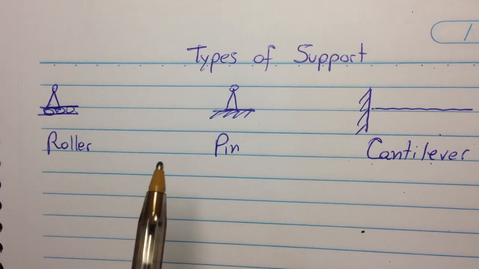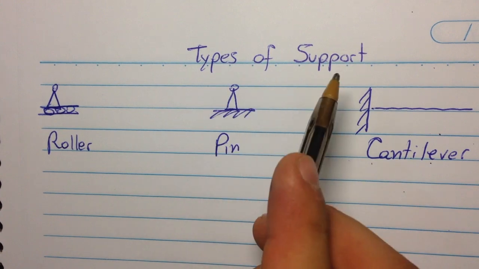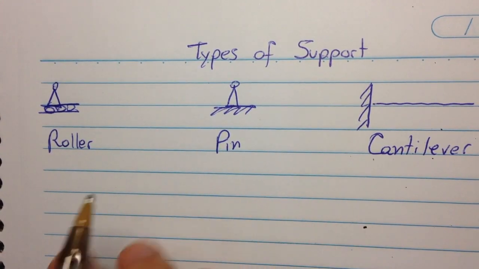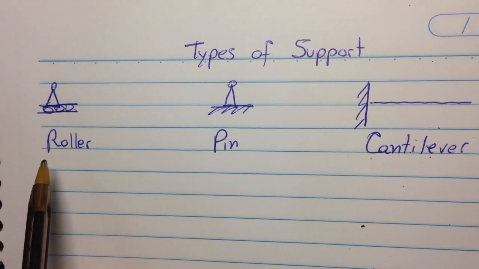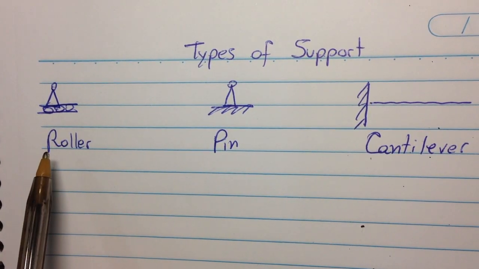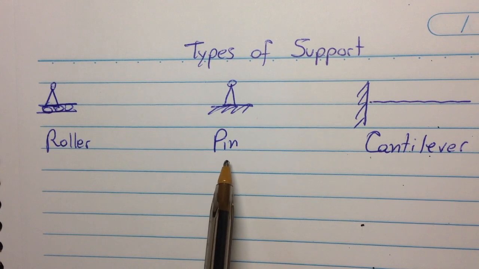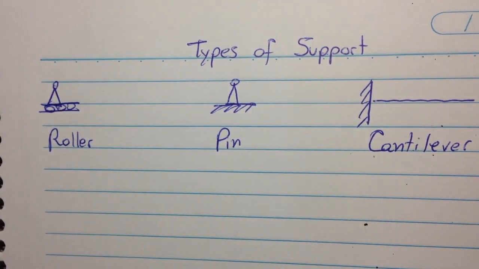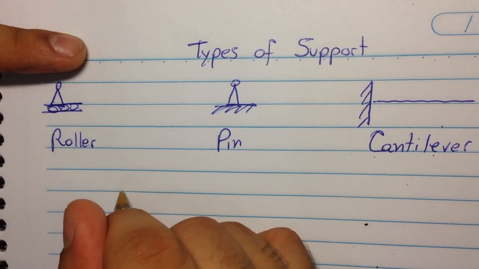To start with, let's have a look at the types of support that we most commonly use in construction or mechanical structures. On the left-hand side here we have a roller support, in the middle we have a pin support, and at the end we have a cantilever. Okay, let's take the roller support.